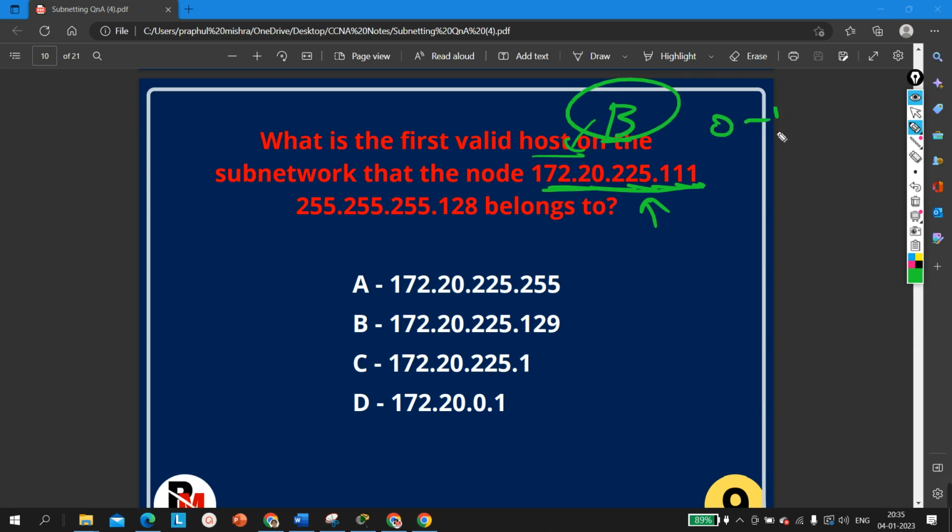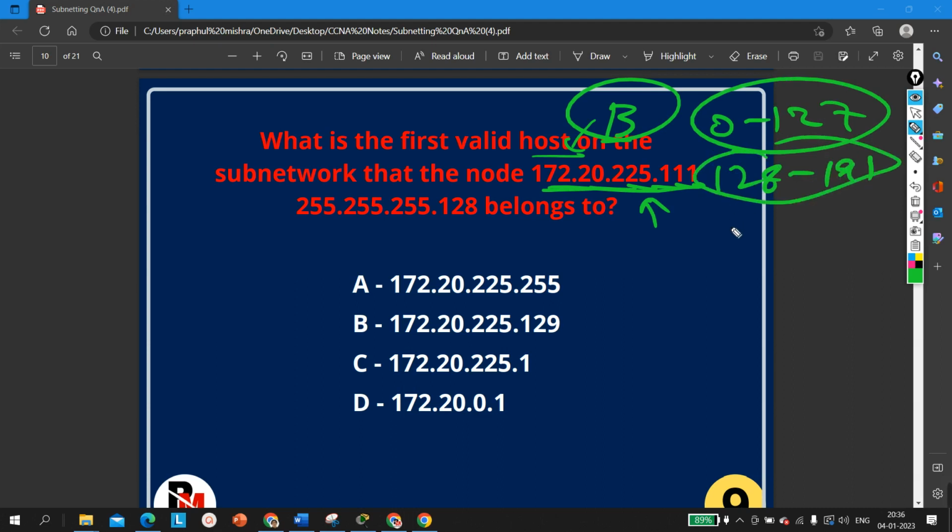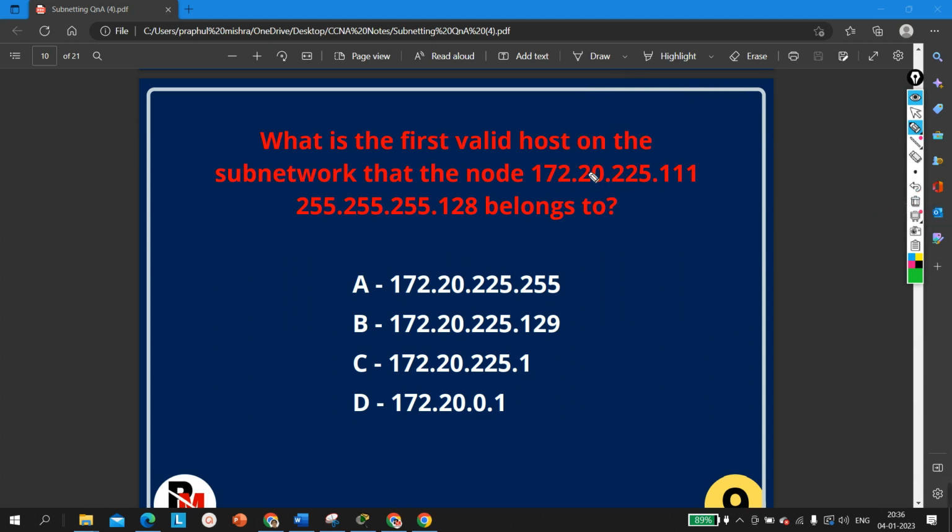Class A is 0 to 127. Class B is 128 to 191, right? And 192 to 223 is the range of class C, right? So this one is an IP address from class B. Once you watch yesterday's video, this will be clear to you.